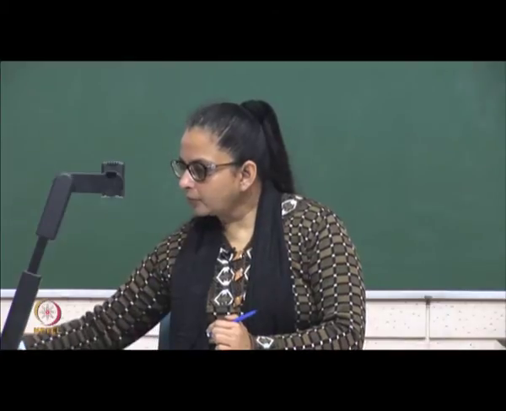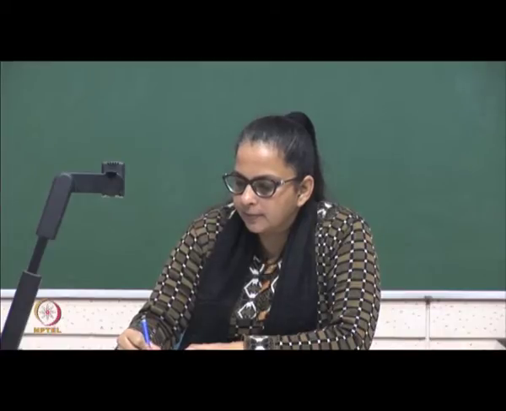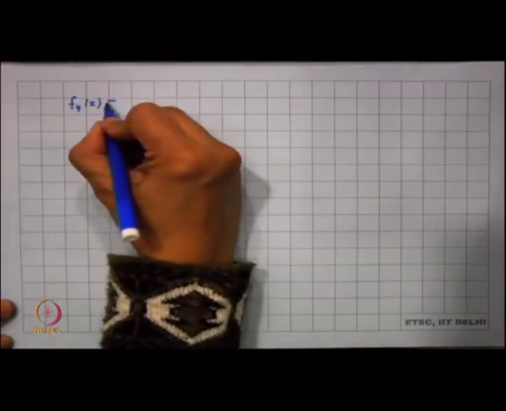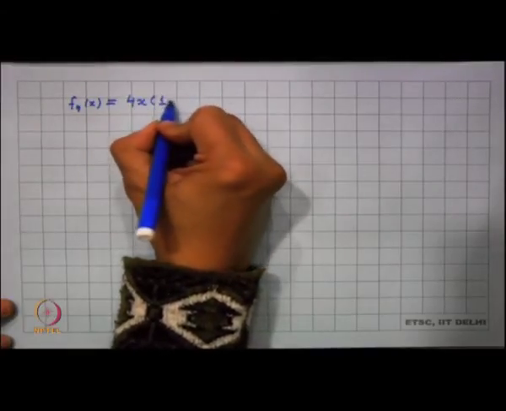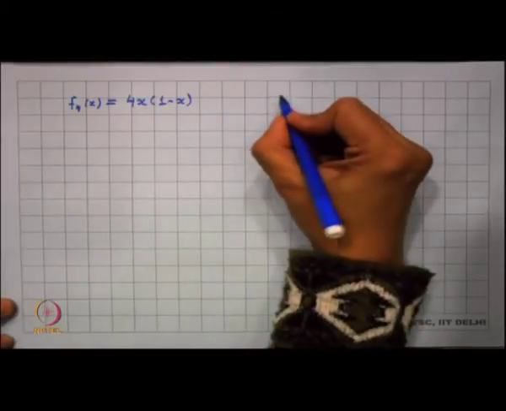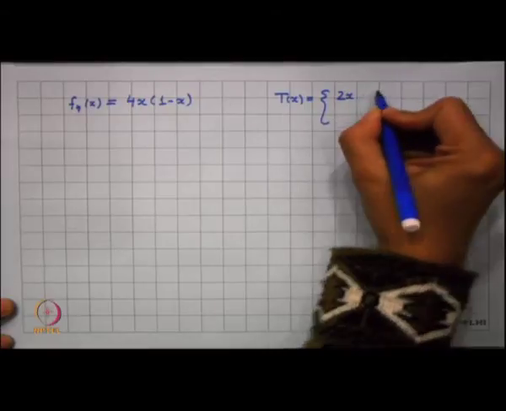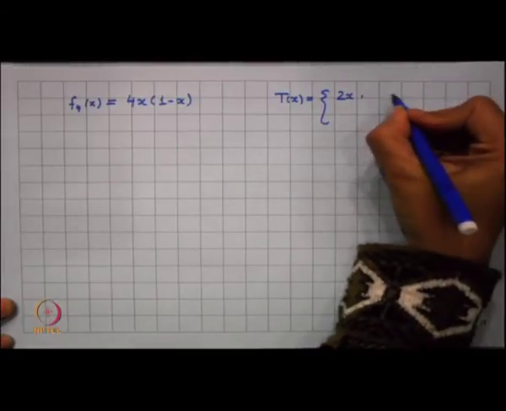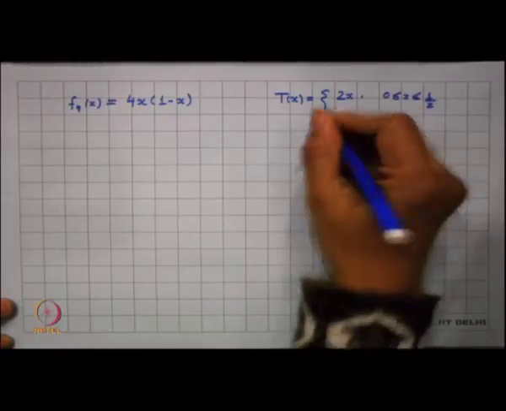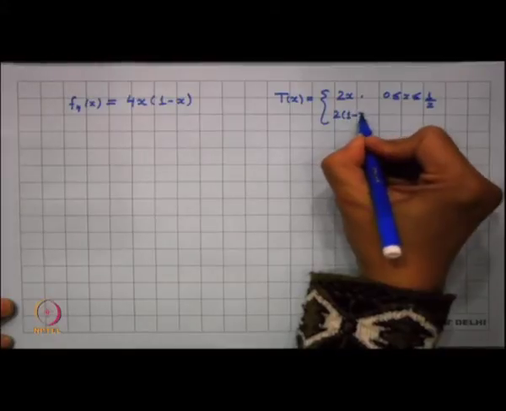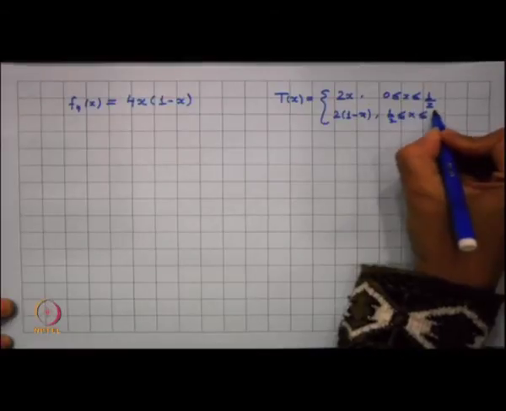the logistic map. So we go back to our logistic map here. I have my f4 of x, where I am looking into my parameter being equal to 4. So f4 of x was 4x times 1 minus x, and I had my tent map here, Tx equal to 2x, where 0 is less than or equal to x less than or equal to half, and 2 times 1 minus x, where half is less than or equal to x less than or equal to 1.